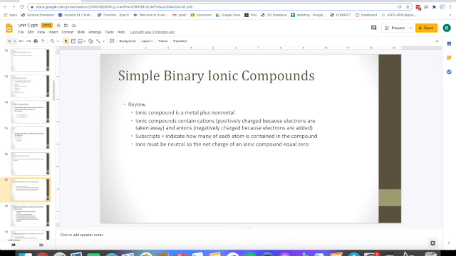So as a review, you need to know that ionic compounds have a metal and a nonmetal. You need to know that ionic compounds contain cations, which have a positive charge, and anions, which have a negative charge. You also need to know that subscripts indicate how many of each atom are contained in the compound. You also need to know that ions must be neutral, so the net charge equals 0.